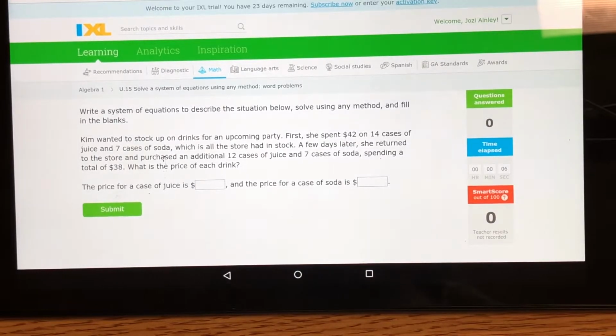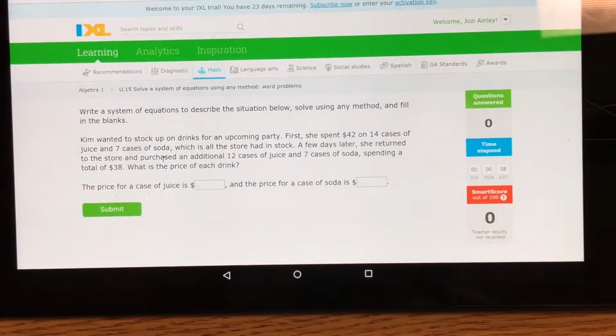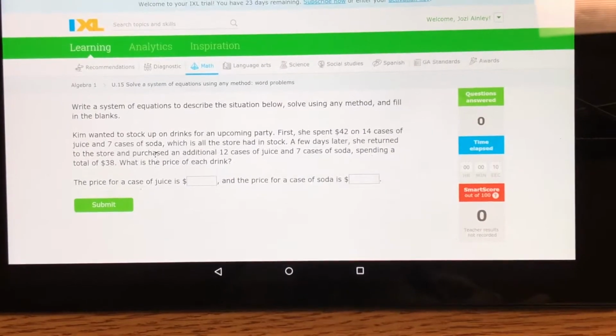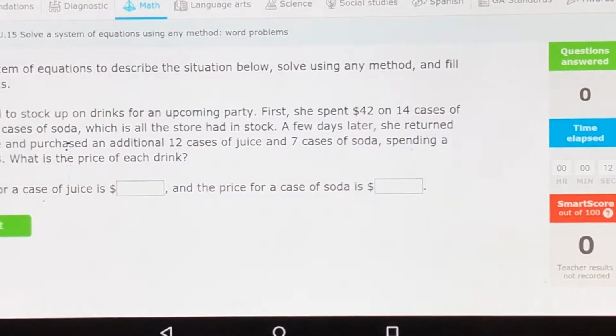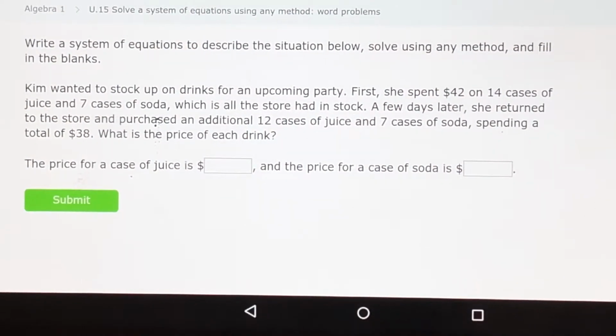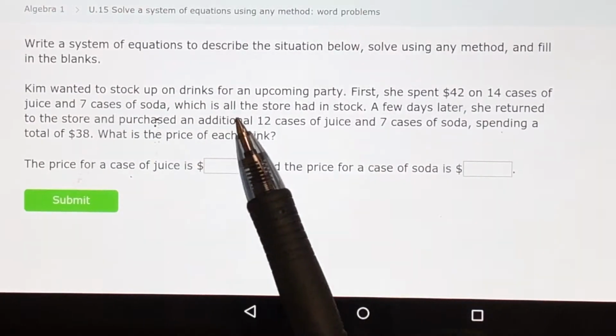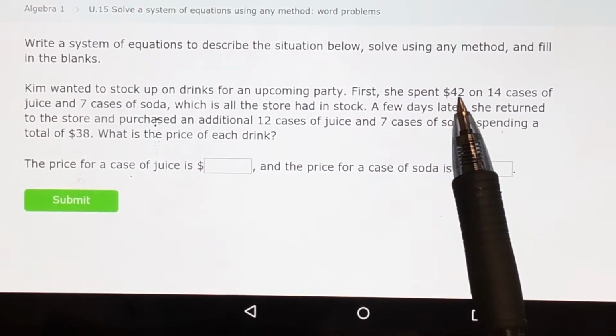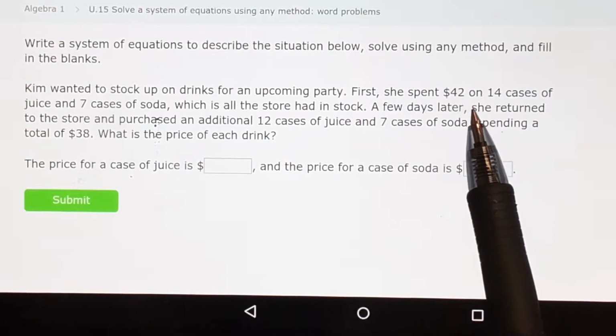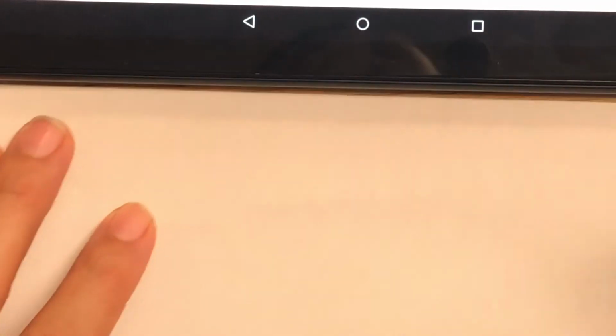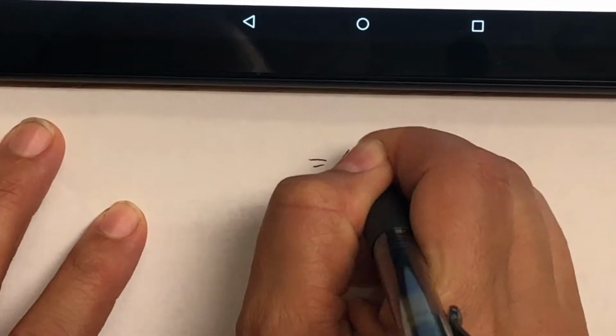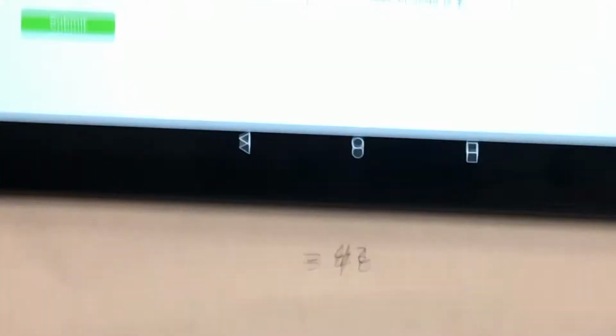All right, so we're going to take a look at system of equations in words. The idea is you just need to write down the two equations and solve it like you usually have been. Kim wanted to stock up on drinks for an upcoming birthday. She spent $42 total, so whatever that is going to equal $42. I just write it as I go.